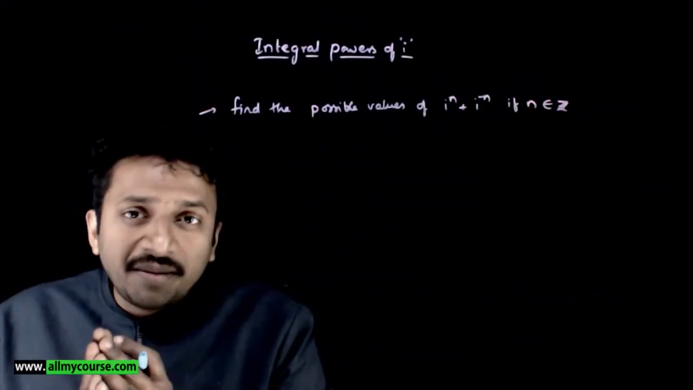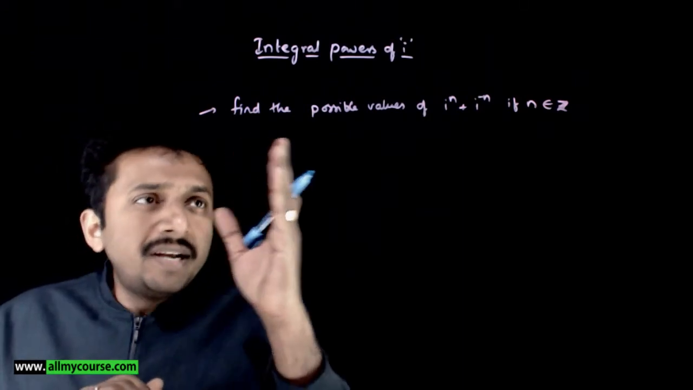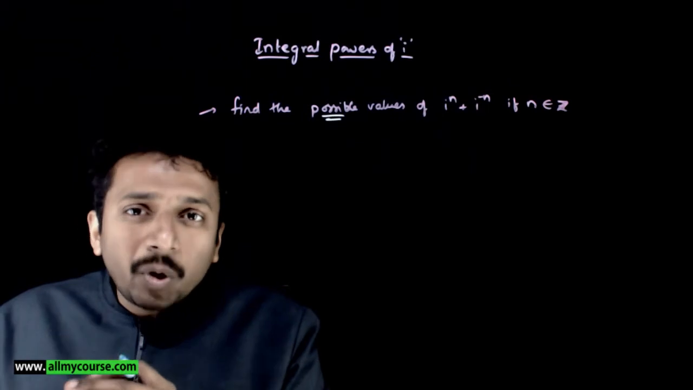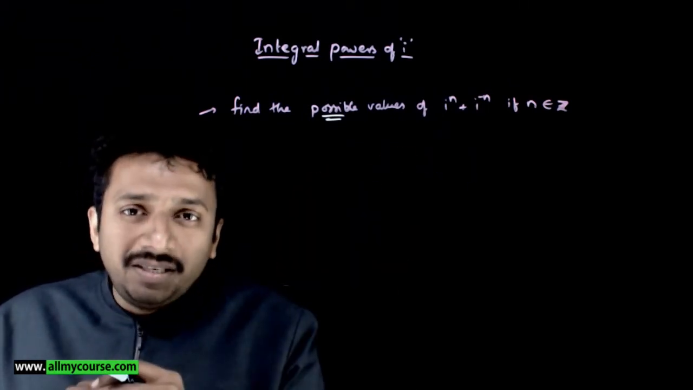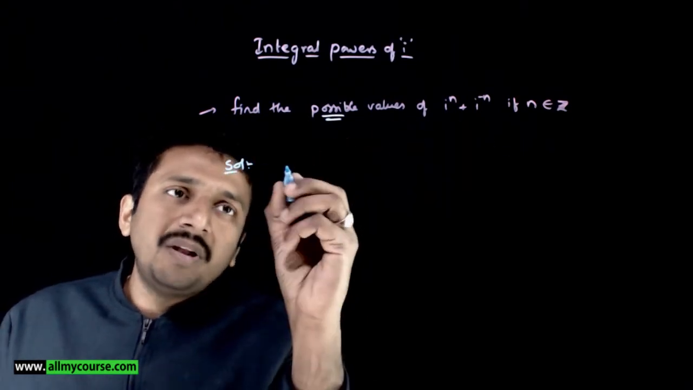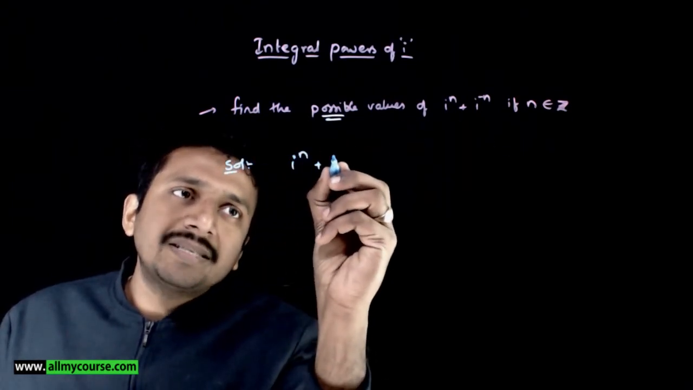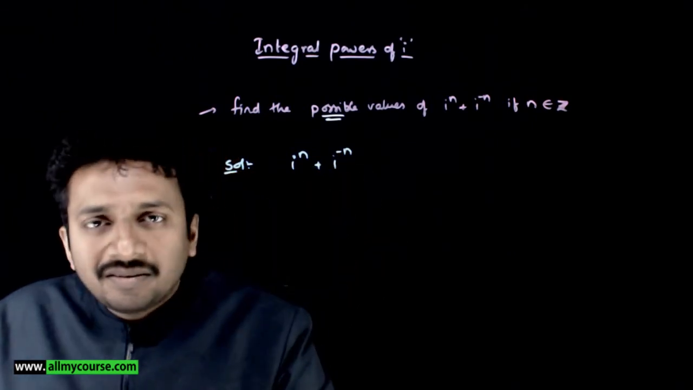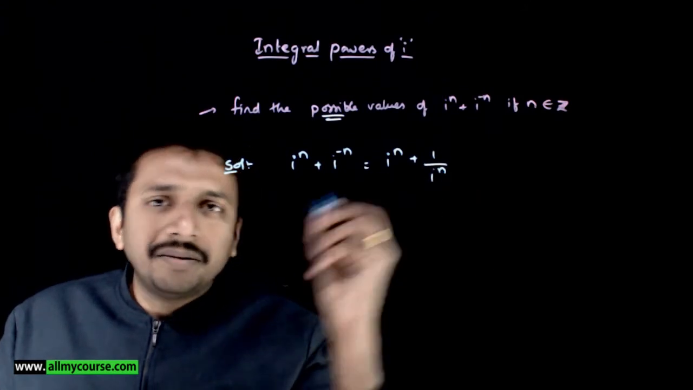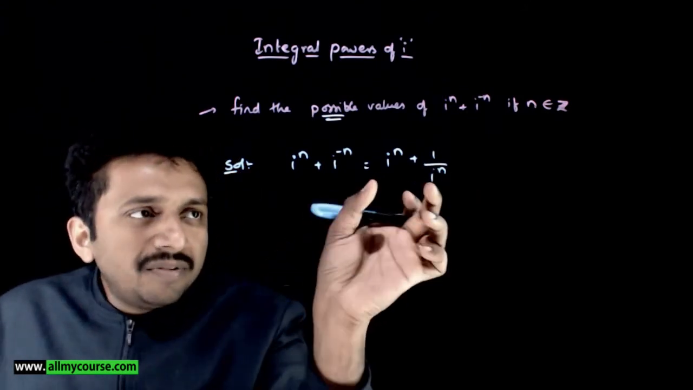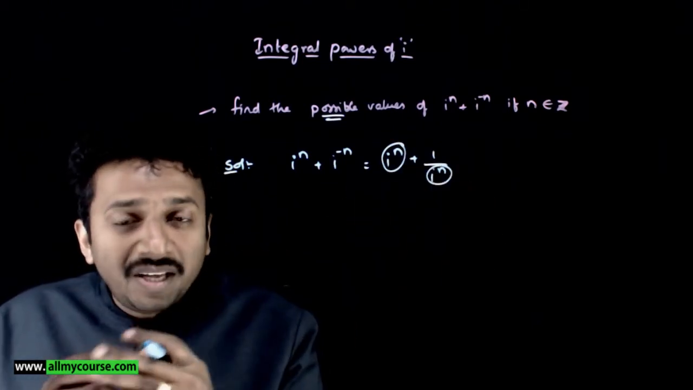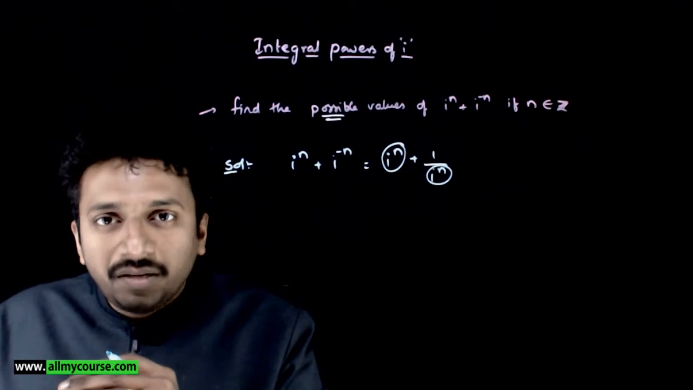So let us take another example. In this question, you're asked to find the possible values of i power n plus i power minus n if n belongs to integers. So how many possible values are there for i power n plus i power minus n? It is nothing but i power n plus 1 by i power n. So the value of this expression depends on the value of i power n, right? And i power n, as we have seen, can take 4 possible values.